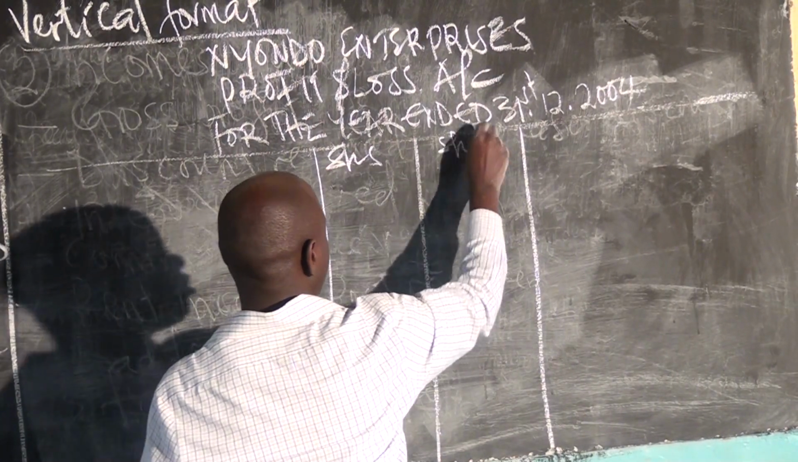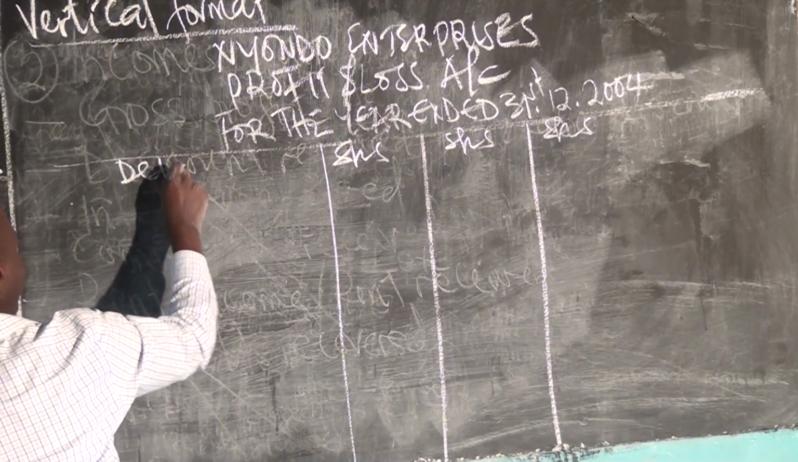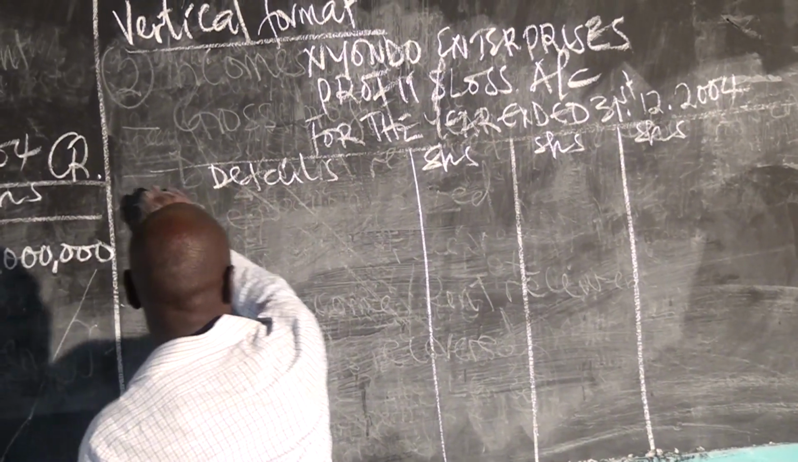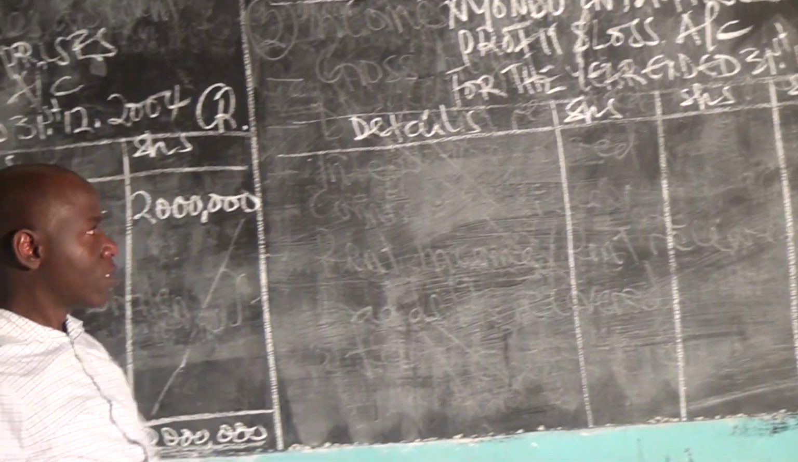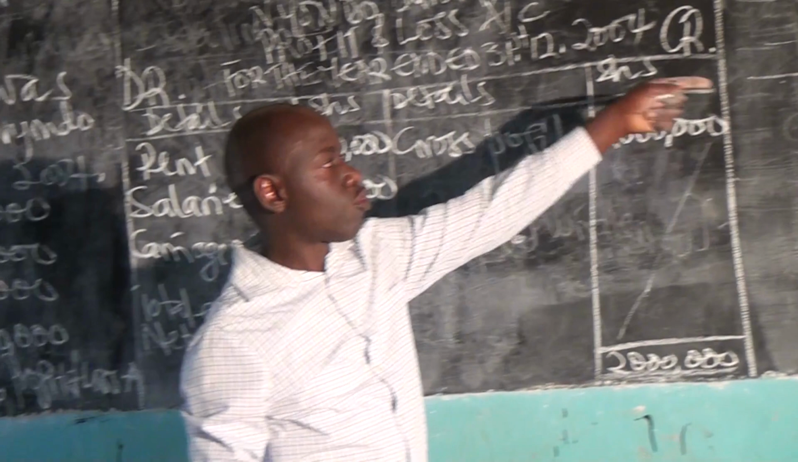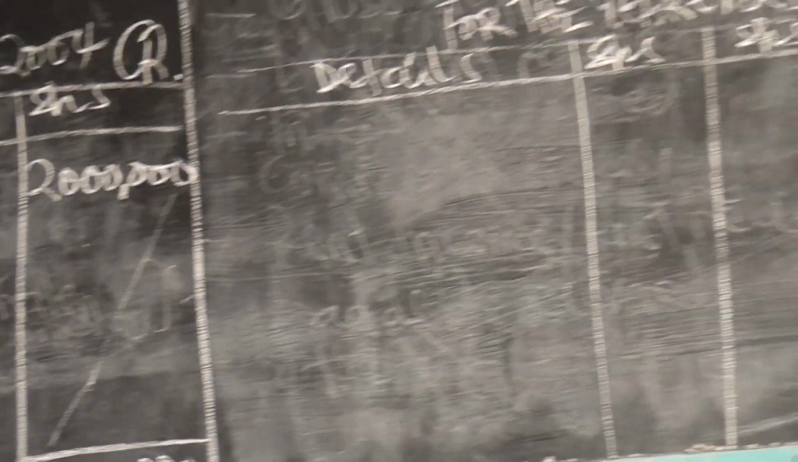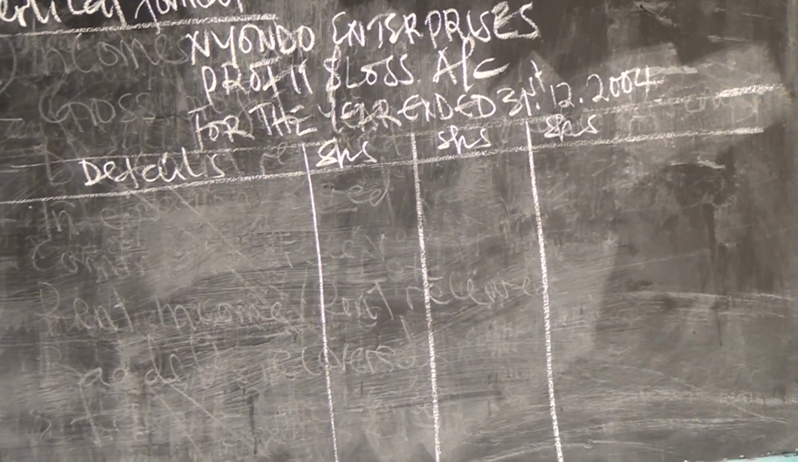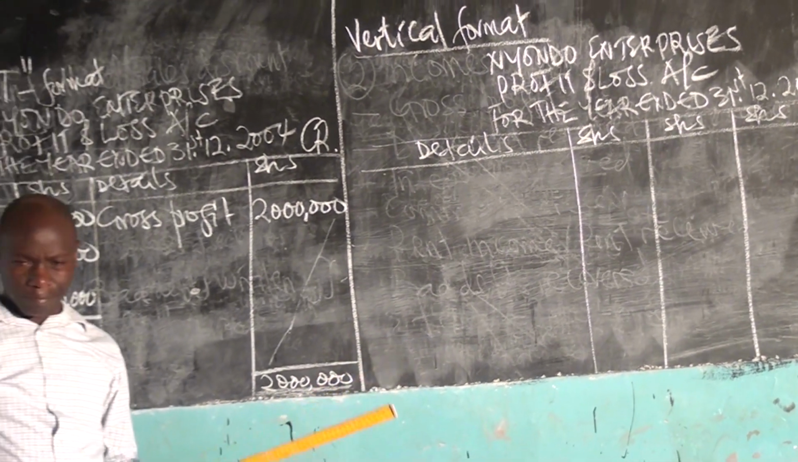Shillings, and here we have details. That is the vertical format. That's how it looks. This second method doesn't have the debit side and doesn't have the credit side.